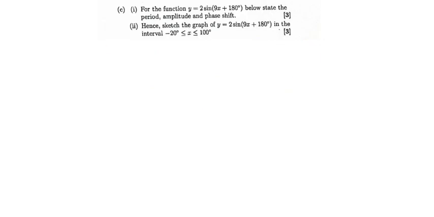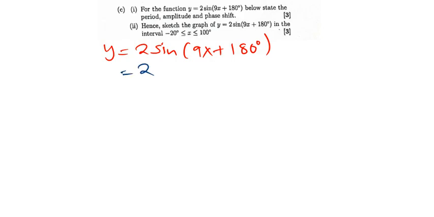So in our question we have y is equal to 2 sine of 9x plus 180 degrees. So let's factorize what we have, x. If we pull out the 9, we're going to remain with x. And then if you pull out 9 from 180, that's like 20, right? Because 9 times 20 is 180. So that's what we have.